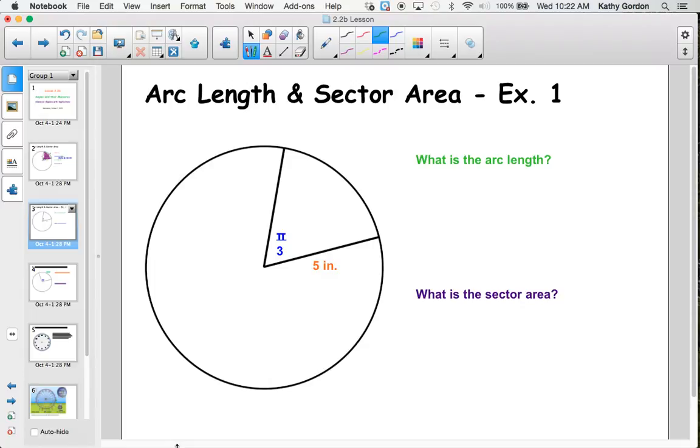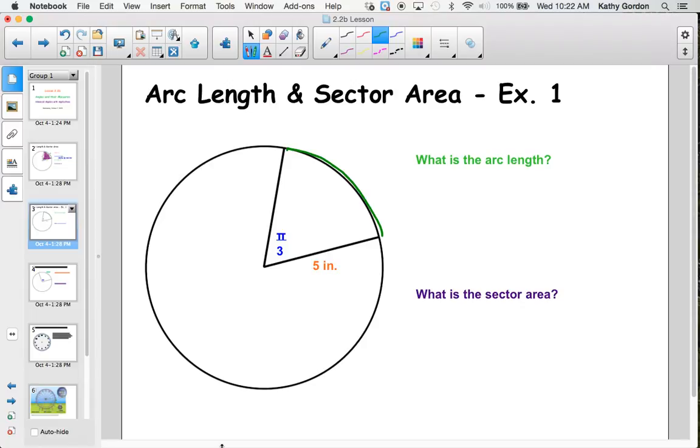Alright, think you got it? Ready to give it a shot? Alright, arc length, folks. Somebody give us an idea. What would you do to figure out how long this part right here is based on what's labeled? Who would like to share?